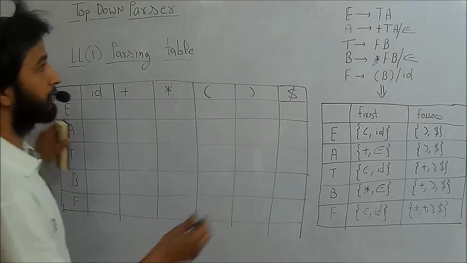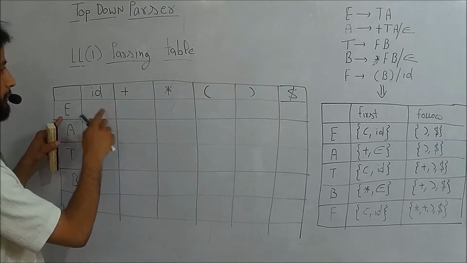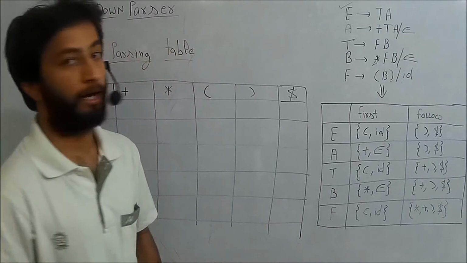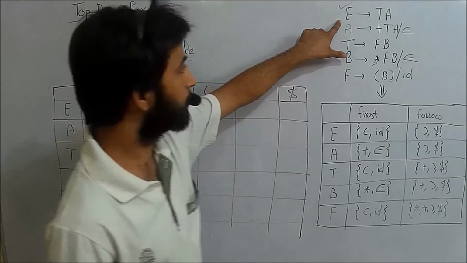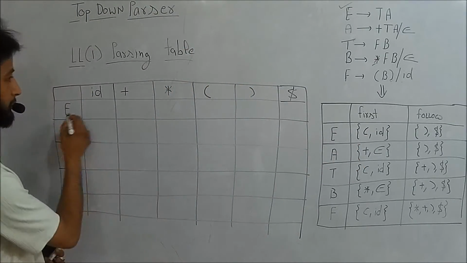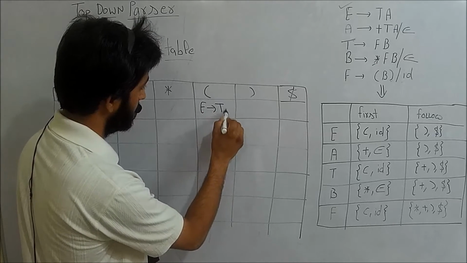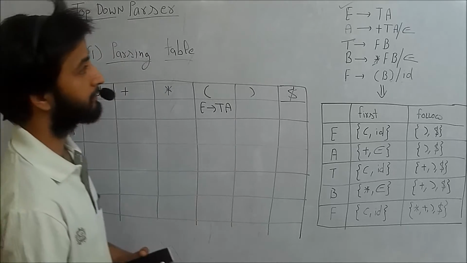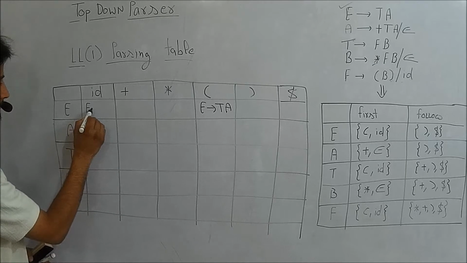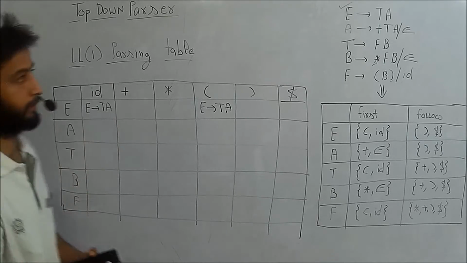The production E derives TA will be placed in the cell under the first of this production. So the first of the production E derives TA is the starting brace, so E derives TA will come under the starting brace. And the second first of the production is ID, so this will also come under this column: E derives TA. Okay, this is over.